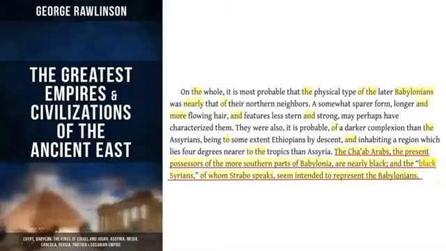It says the Chaldean Arabs, the present possessors of the more southern parts of Babylonia, are nearly black, and the black Syrians of whom Strabo speaks seem intended to represent the Babylonians. So of course Strabo, a Greek historian, even spoke of these black Syrians, and even connects them to Babylonia, the southern parts of Babylonia as well. And by the way, that was from The Seven Great Monarchies of the Ancient Eastern World by George Rawlinson.